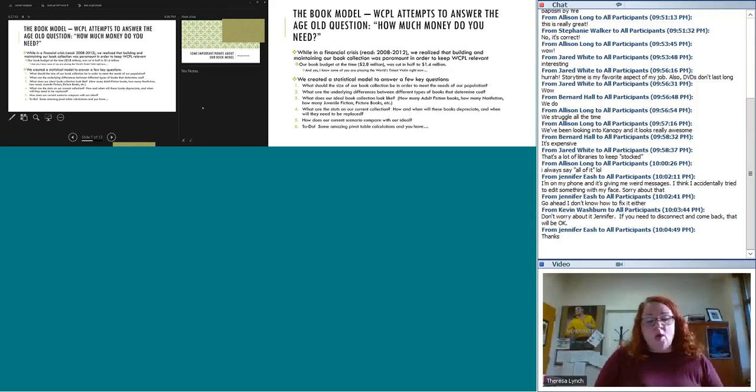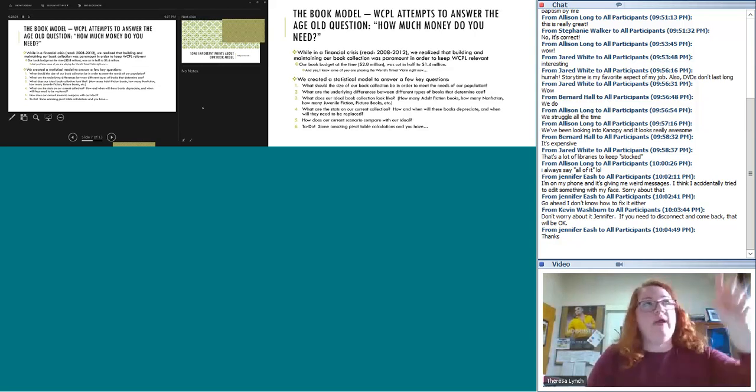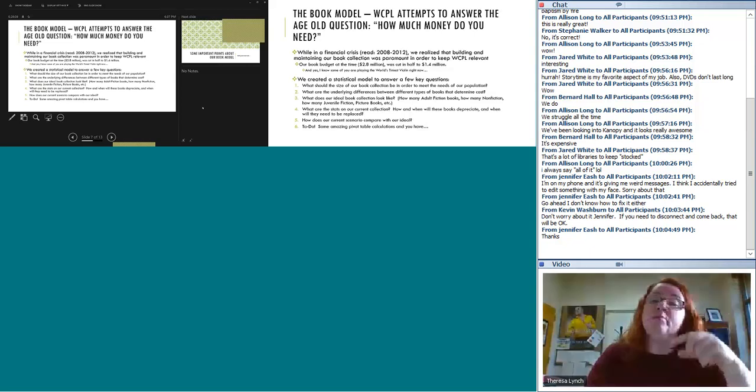What it wound up showing us was that we need a book collection of 1.7 million. It also calculated average costs for each of the books, and this was based on actual orders, so it wasn't just grabbing $20 a book. It was actual costs, not only for the book, but for processing, because we do get our books fully processed.